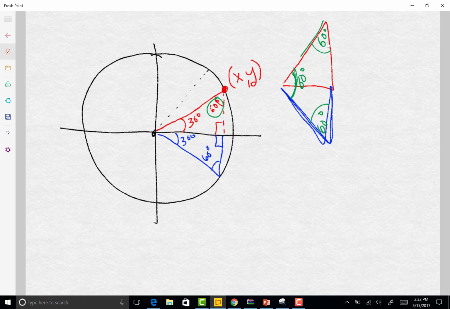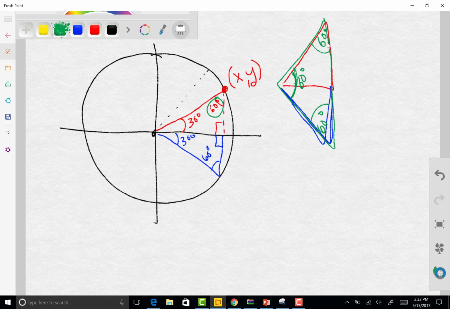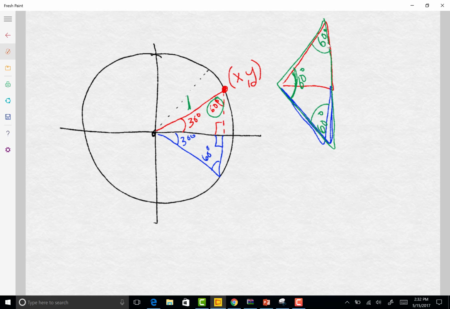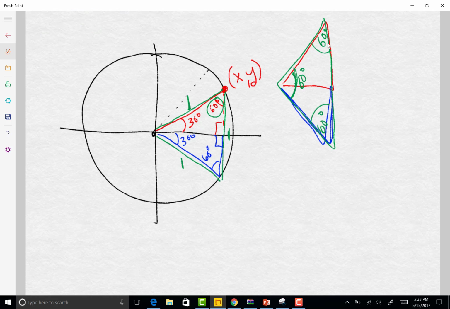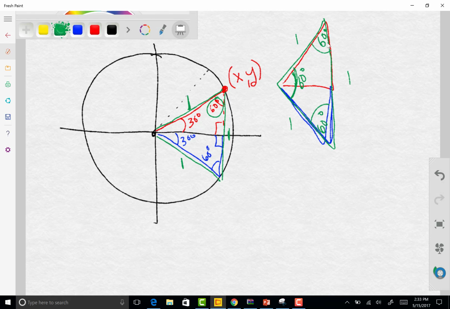So this whole thing here to here to here is an equilateral triangle, which means not only are the angles the same, but the sides have to be the same as well. And since I know that this is a radius of 1, this side right here is 1. This has a radius of 1, so this side right here is 1. Then this side here also has to be 1. So all the sides are equal to 1.